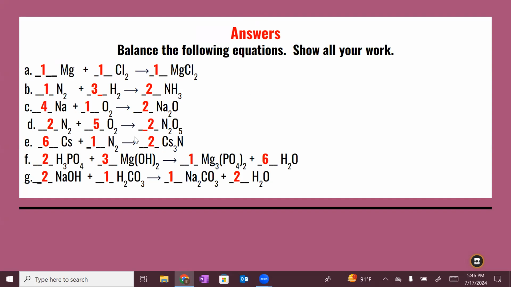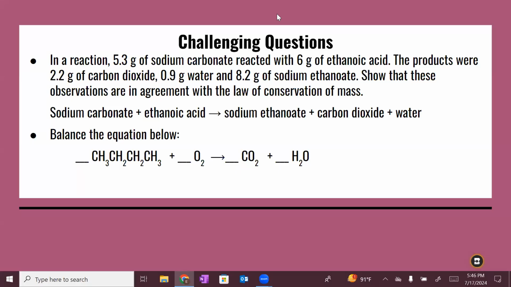Hopefully, you got this right. This is the answer. And then we have challenging questions on this. Very important. If you get this challenging question right, it means you understood everything. If you didn't get it right, that means you need to go back and watch the video till you get it right, because I do not have any answer for these 2 questions.